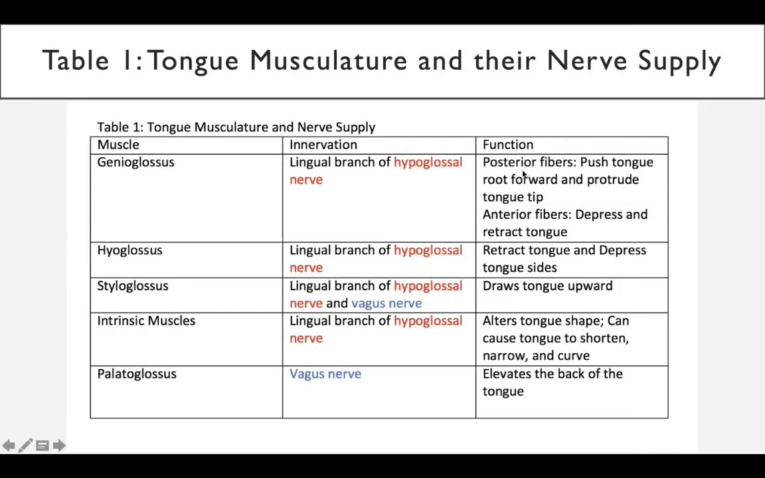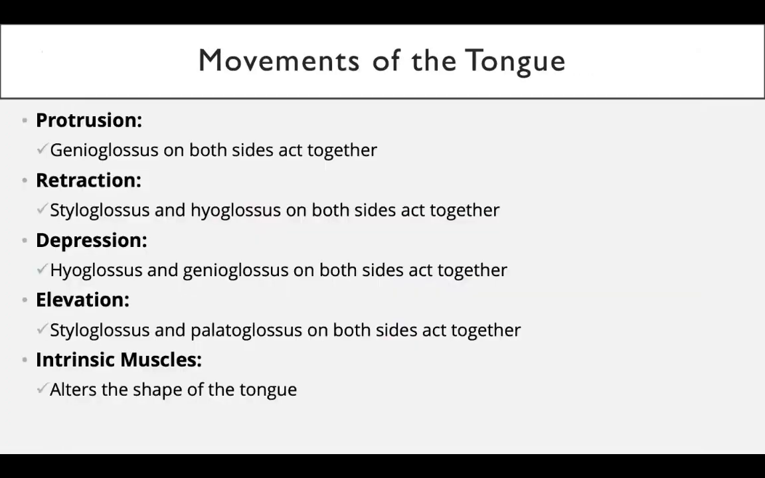That's good. So function you already know, no need to repeat, except the intrinsic muscles, which alter the tongue shape, and can cause the tongue to shorten, narrow, and curve. So basically, when different people perform different movements altering the shape of the tongue, the intrinsic muscles are involved, which are located inside the tongue itself. They remain confined to the tongue and don't have any bony attachment. Thank you for this, we have to learn less.